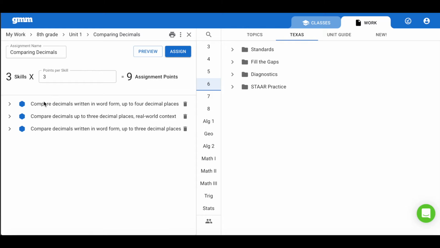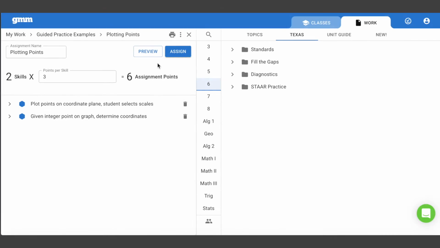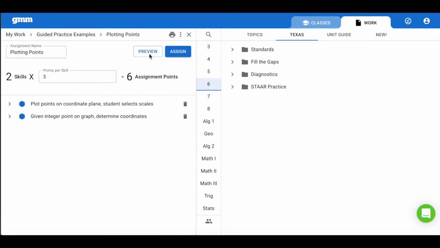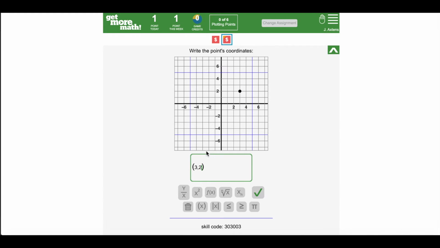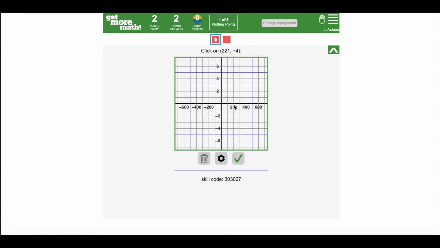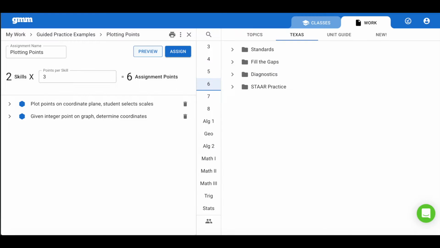So how do teachers make sure students don't have too much red? Let's start with keeping assignments small, no more than 3 skills or 3 points per skill in an assignment. Before students start independent practice, make sure to use Get More Math for guided practice. The preview button allows teachers to view the assignment as a student, show students how to solve those problems, and enter their answers. The full screen button works for guided practice as well.